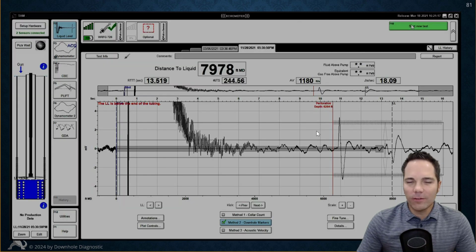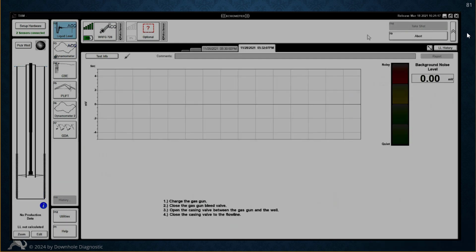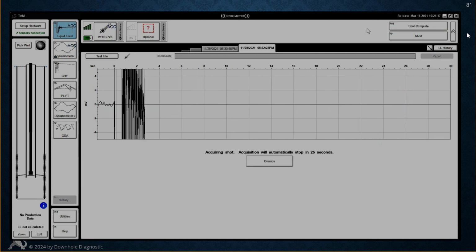So here is a fluid level shot being taken here in the software. So let me go ahead and play this video. So I start the recording here, and I'm currently recording the background noise. So the gun's hooked up, the flow line is closed, the casing valve to the flow line's closed. Here's the background noise. I just took the shot, and I've sped this video up just for time here, so it's going a little bit faster. But this is the acoustic trace. It's recording the sound waves coming back.